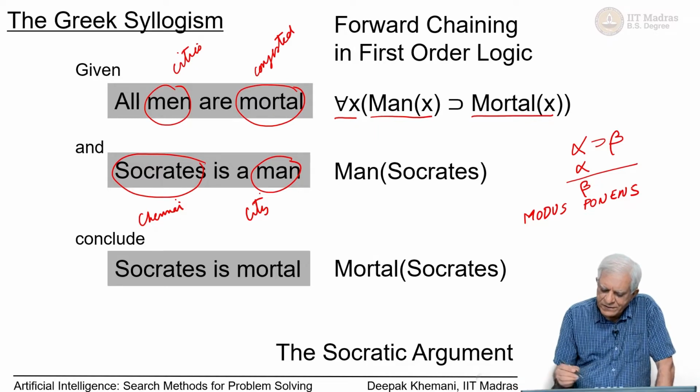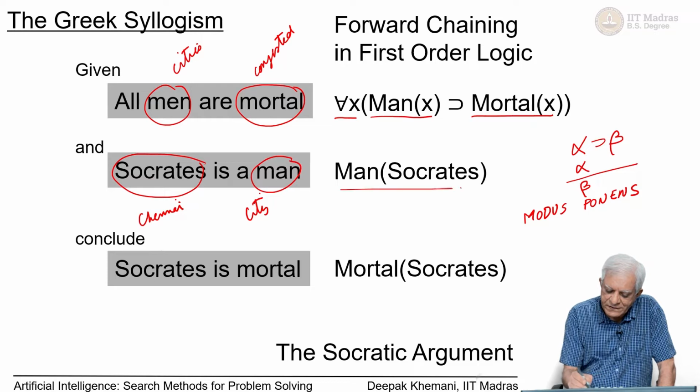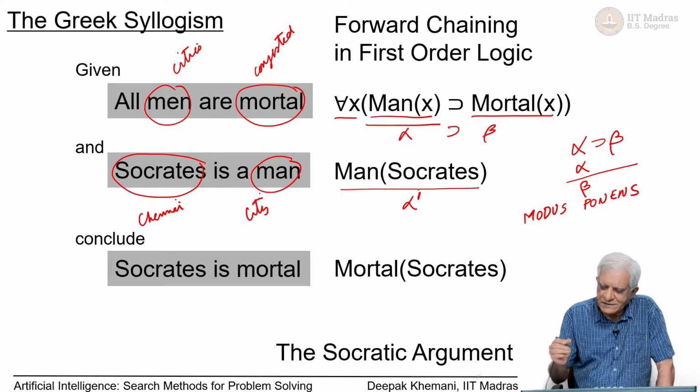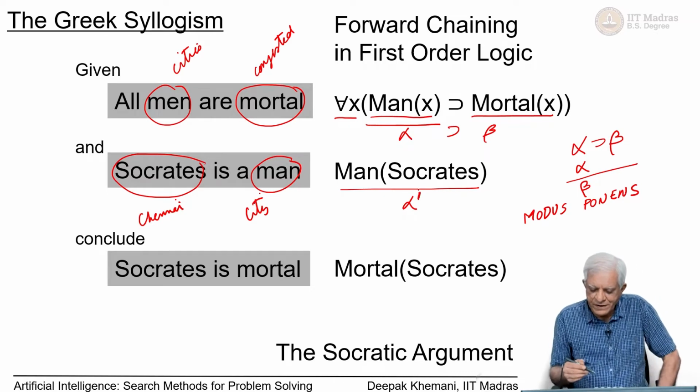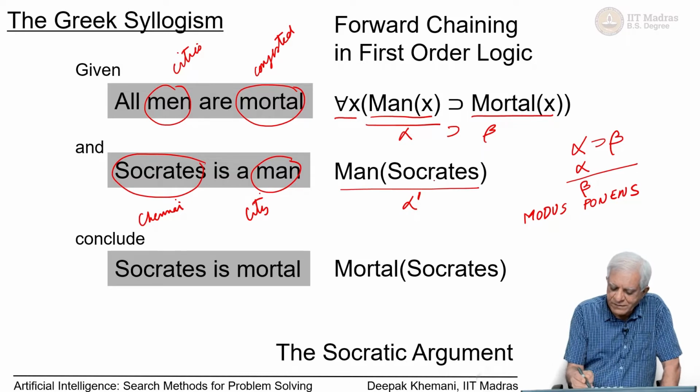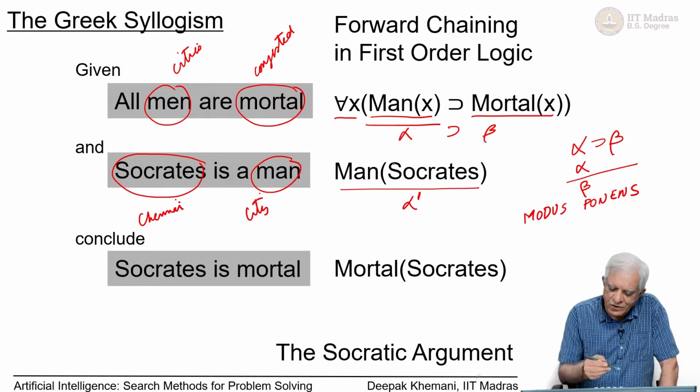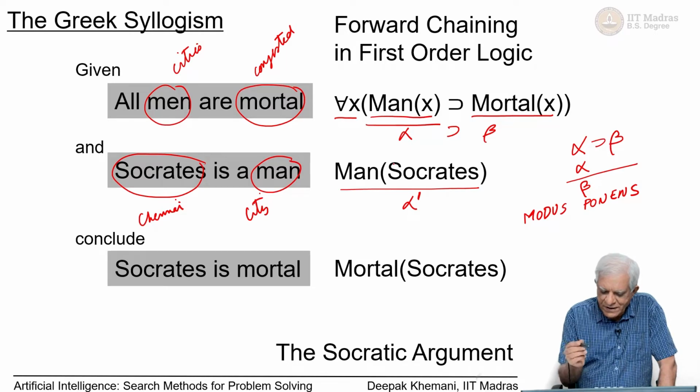The only thing here is that this alpha implies beta. So, this is alpha implies beta on the top, and this is alpha. Actually, they are not the same. This is slightly different, which is alpha prime, because this is saying Socrates is a man. In the top, you are saying all men or something like that. So, they are not identical. You can't do string matching and so on.